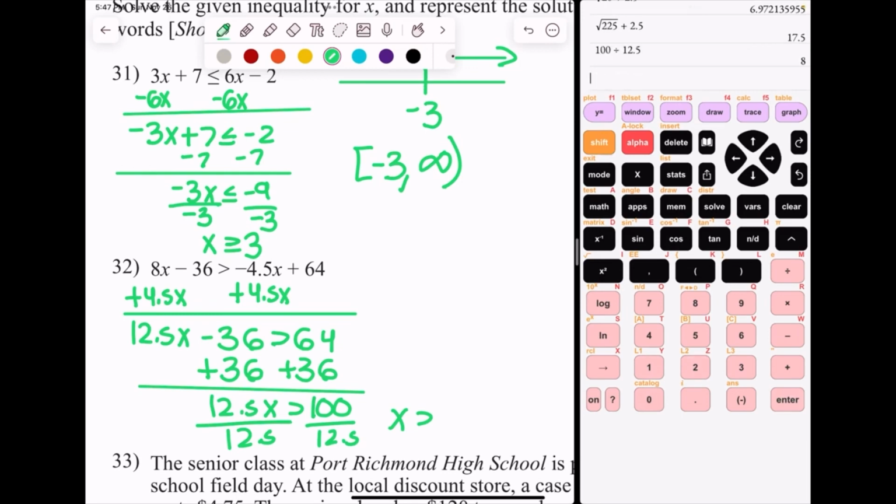To graph it, we put 8. It's just a greater than symbol, so we put an open circle and we point towards the right. And now this would be 8. 8 gets a parenthesis because it's an open circle, and we're going towards infinity. Infinity always gets a parenthesis.